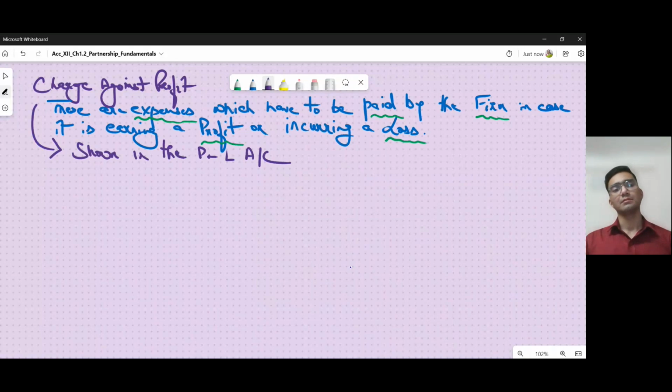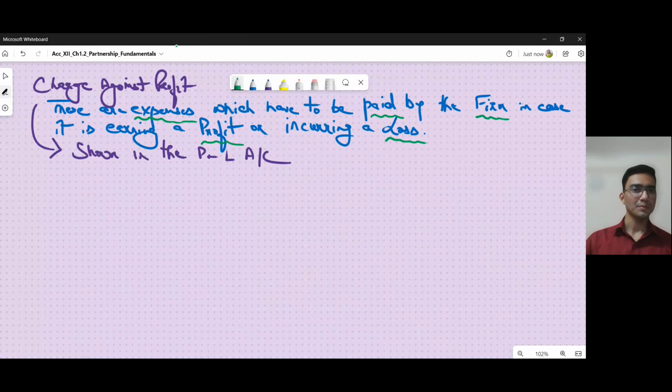Normally, if you consider this term, these are some charges which we have to pay. These are some expenses we have to pay, which is paid to outsiders. We have to consider these people who we are paying this off to as outsiders. The people who are working inside with us are our other partners. So the people who are working outside our business, those people's expenses are termed as charges against profit.